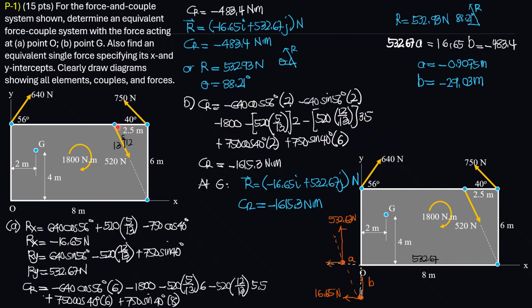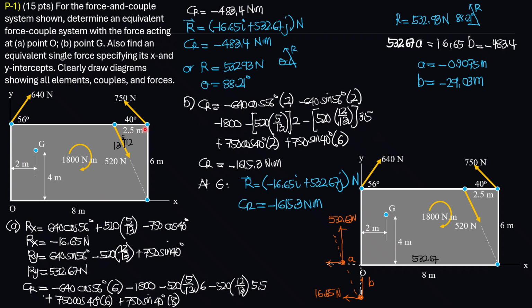The horizontal component of 520 is clockwise, so minus 520 times 5 over 13, the moment arm is 2 meters, this distance also. The vertical component is clockwise, so it is minus 520 times 12 over 13. That distance is 3.5: 8 minus 2 minus 2.5.